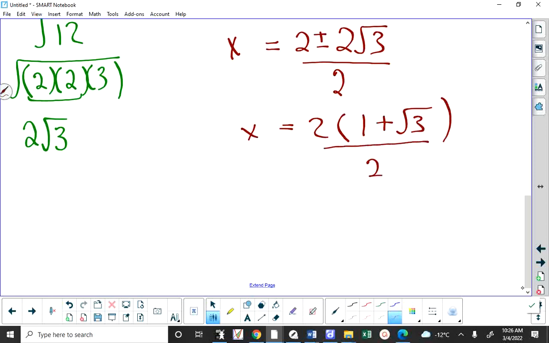So this 2 on the top, I'm going to put a set of brackets around, and that set of brackets demonstrates that that 2 is a factor. And the only thing on the bottom is 2, so that's a factor of the bottom. These cancel, and you're left with 1 plus or minus root 3. Is that okay? You bet.